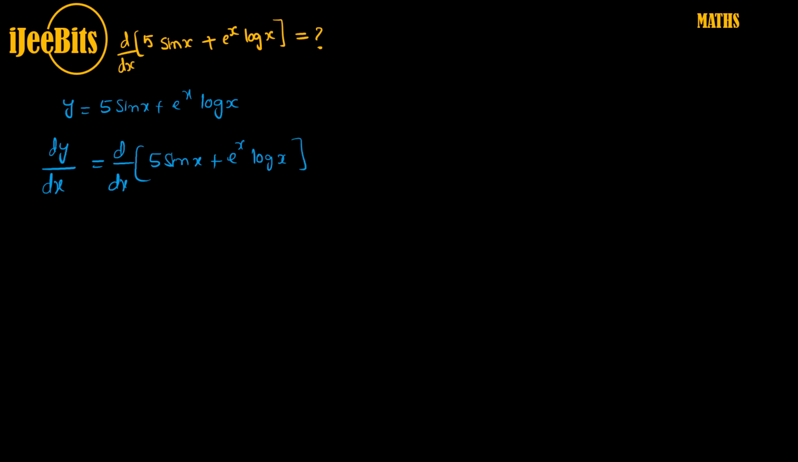Okay. So 5 is a constant, but multiply, right? You don't need to differentiate this one. You can take it out. So this 5, and then what you are saying is that d/dx is only sin x, correct? No. So if you look here, e^x log x.